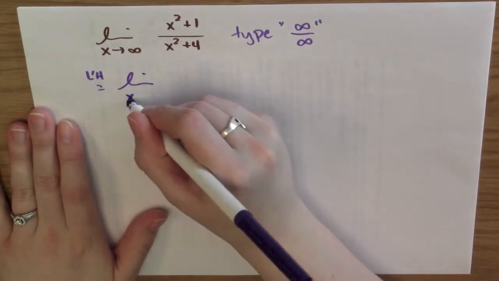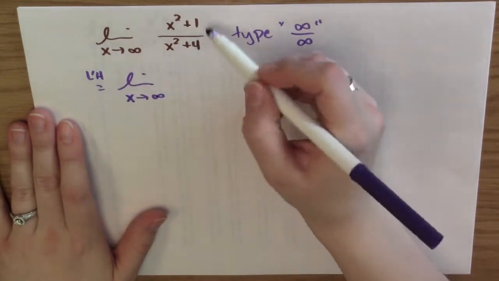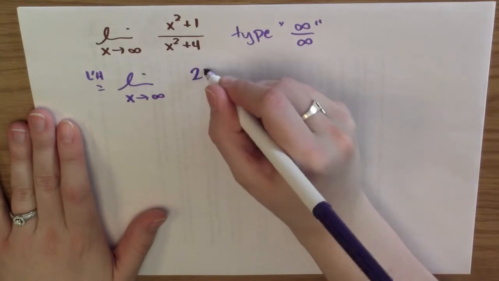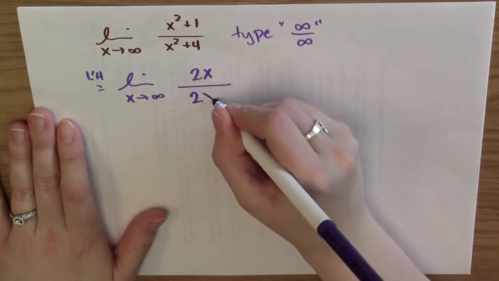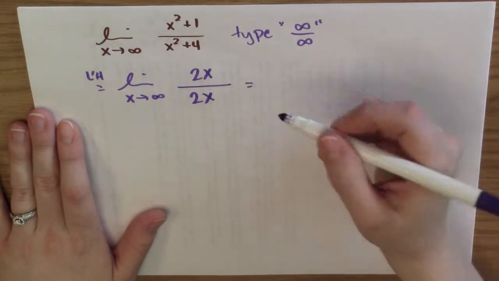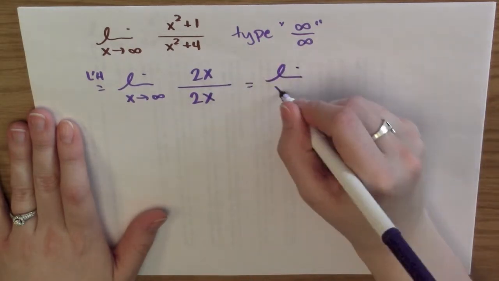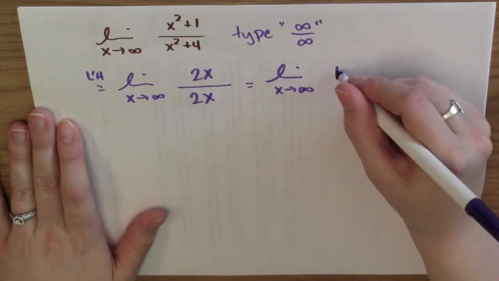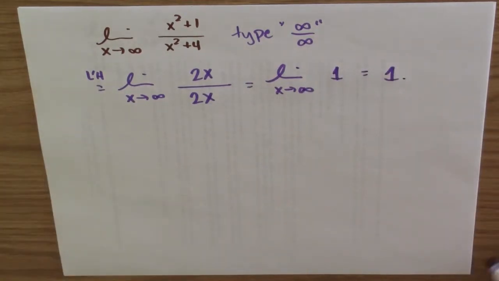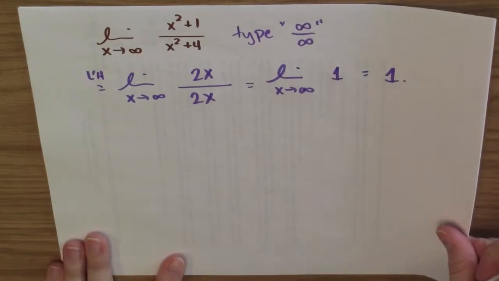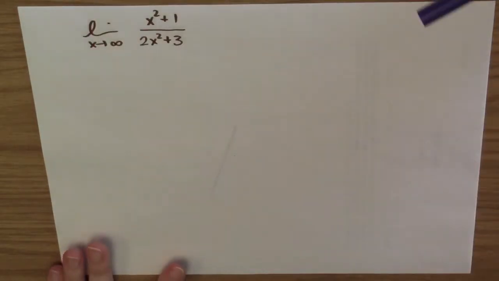This is the same as the limit as x approaches infinity. Well, I take the derivative of the numerator, that's 2x plus 0, and the derivative of the denominator, that's 2x plus 0. Well, and 2x over 2x, limit as x goes to infinity, is just the limit of 1. So in fact, I do get 1 in this case. But is that always what happens? Let's look at another example.